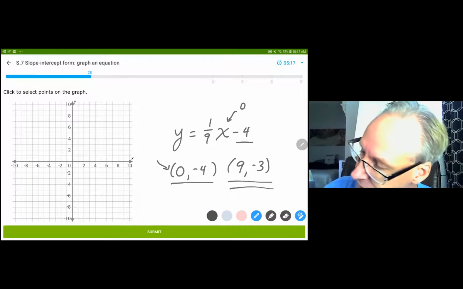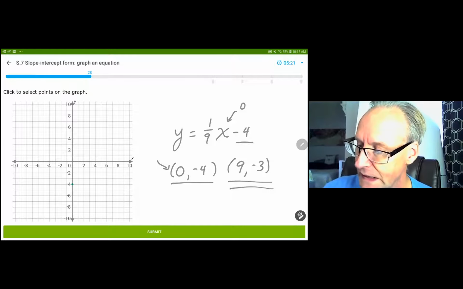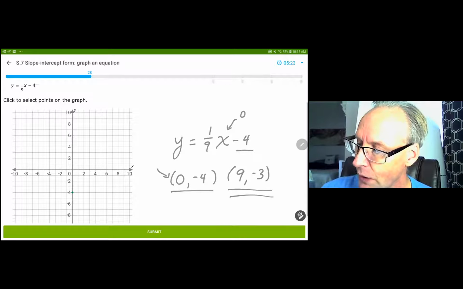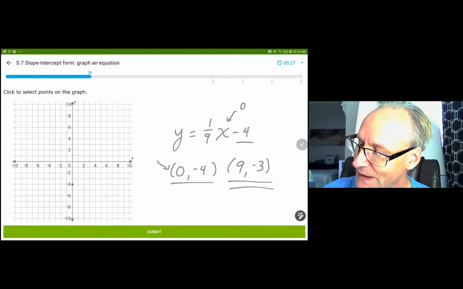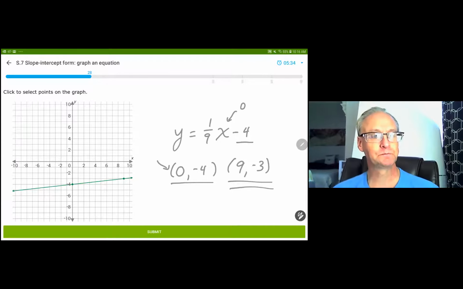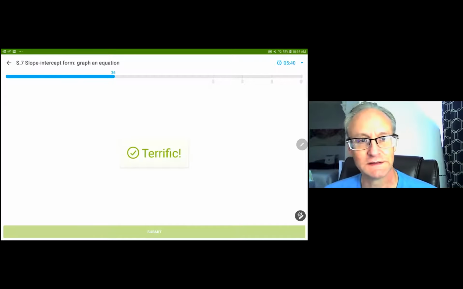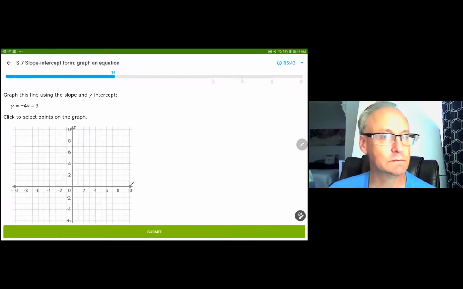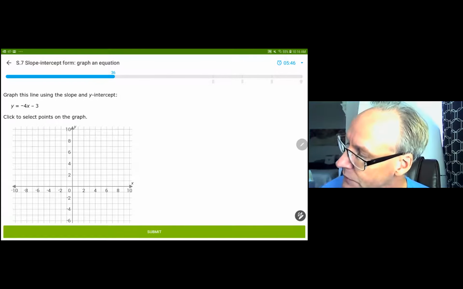Anyway, we're going through 0, negative 4. And we have a slope of 1/9. Now keep in mind, we're going to go up 1 and over 9 from here. So we go up 1 and over 9, which puts us right there. Of course, I could go down 1 and back 9, but there it is. Let's see what our next one says. Y equals negative 4x minus 3. Go ahead and write it.